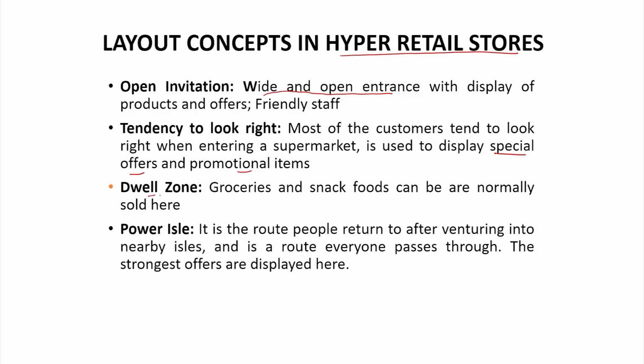Then there is a dwell zone, where you can keep groceries and snack foods, which people normally take in large quantities and everyone is coming for purchasing those items. So, that can be kept in a very comfortable position. Then you create the power aisles also, when the person is traveling from one side to another. And then near the aisles you can keep some items which have strong offers, so that though he is not interested, while walking in the aisle he can see those items and may get attracted to purchase those items.